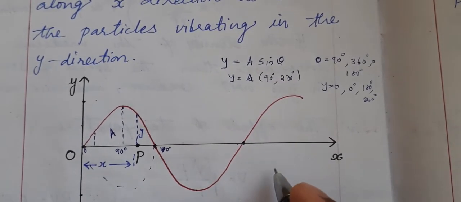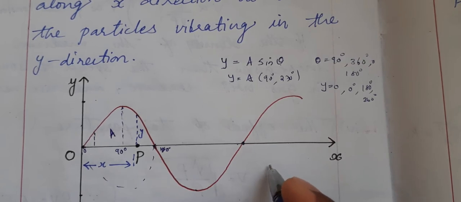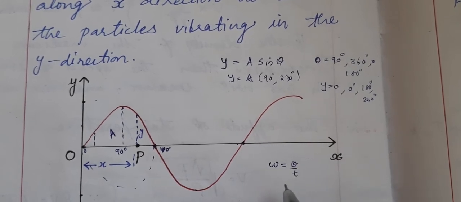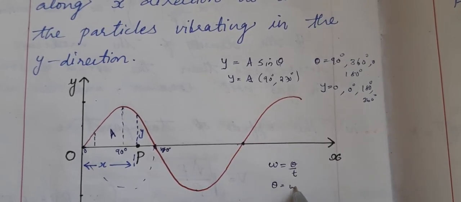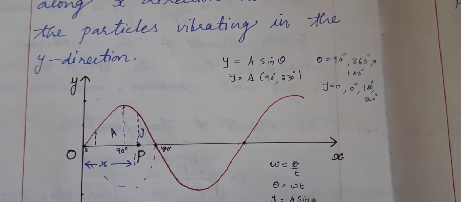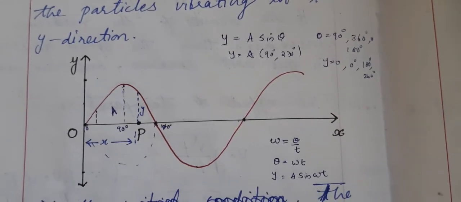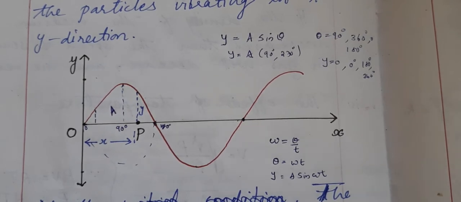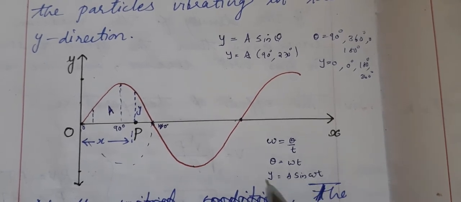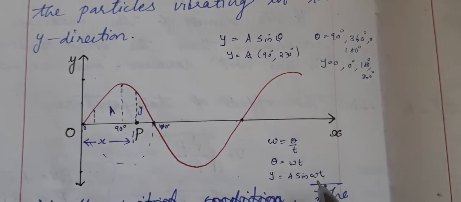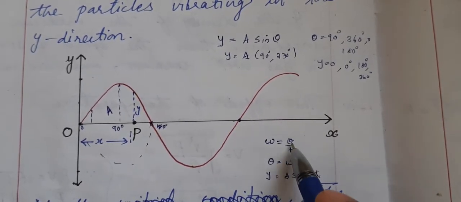And we have already told this angle theta is related to the angular velocity omega, as omega is theta by t. From this I can write theta equals omega into t, which will give you y equals a sine, instead of theta I can write omega t. y equals a sine omega t. It can be written like this. So a wave can be represented using the equation y equals a sine omega t, where y shows the displacement of the particle at any time t. Omega is the angular frequency, that is theta by t.